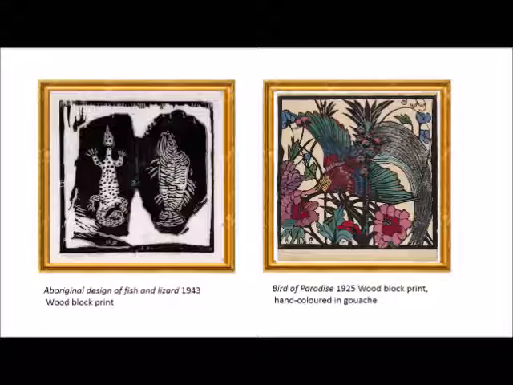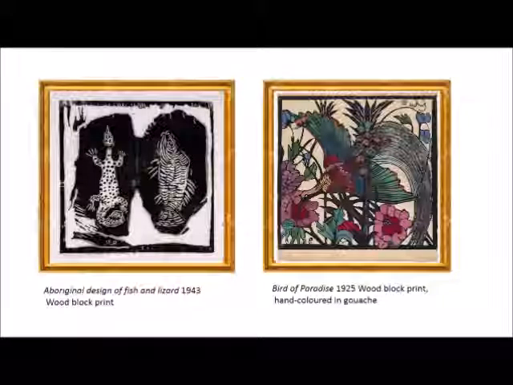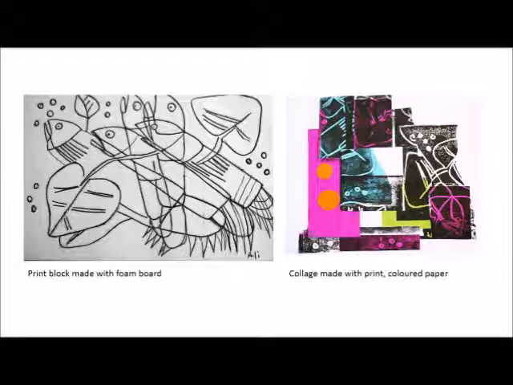Let's take a look at some ways that you can do some printing. You can do a simple print made from a foam board, and all you have to do is draw with a pen into the foam board and it becomes a printing block. Once printed on paper or coloured paper, you can collage that to create an abstracted collage.